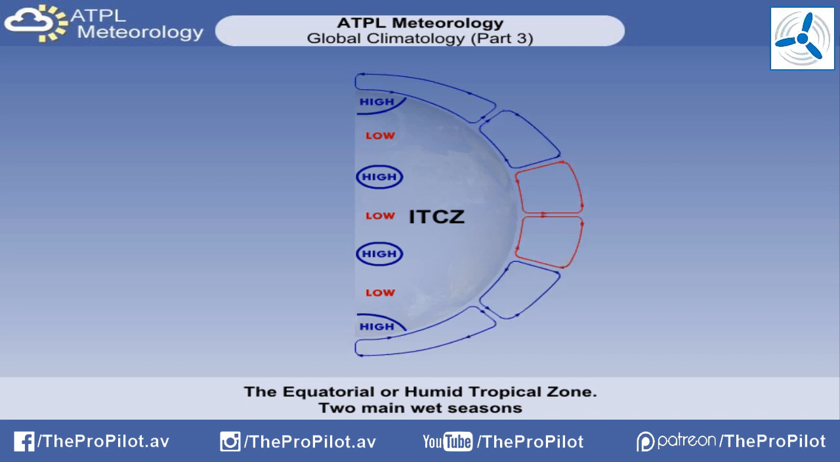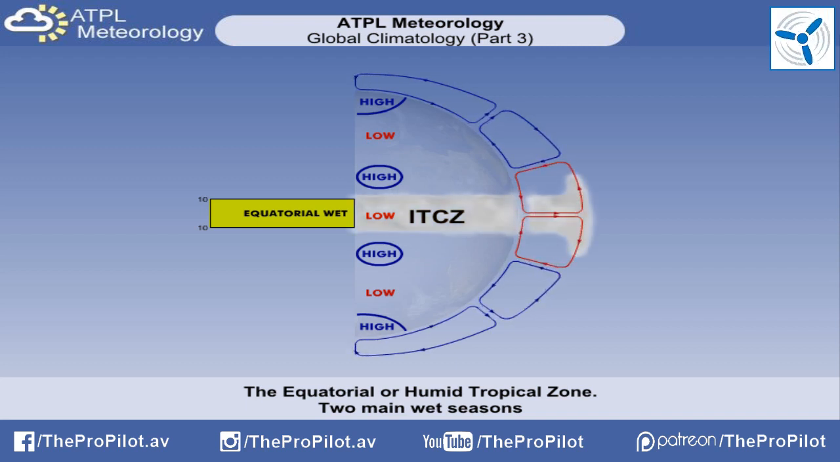The first of these zones is found within 10 degrees either side of the equator, and is called the equatorial zone, or the humid tropical zone. This zone is dominated by the passage of the equatorial low pressure belt, or ITCZ. Remember that the ITCZ is characterized by active cloud development and showery precipitation, with cloud developments frequently extending to the tropopause.